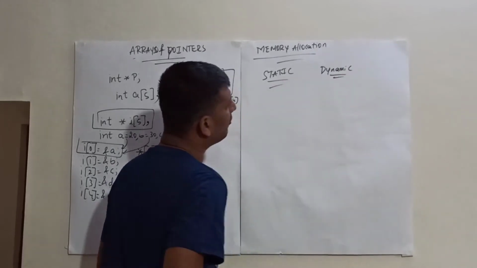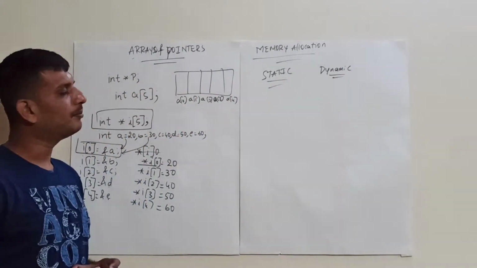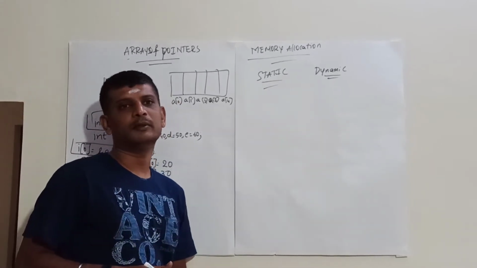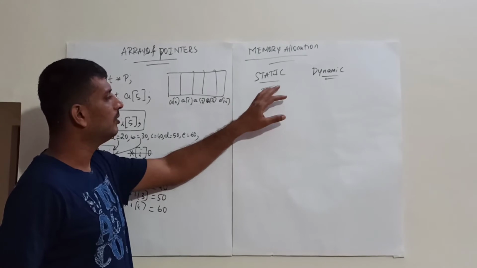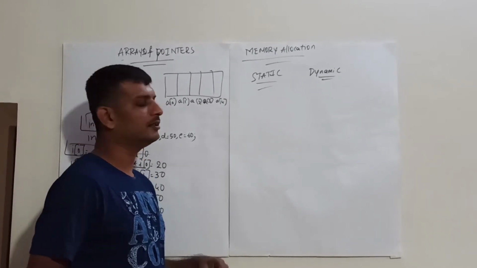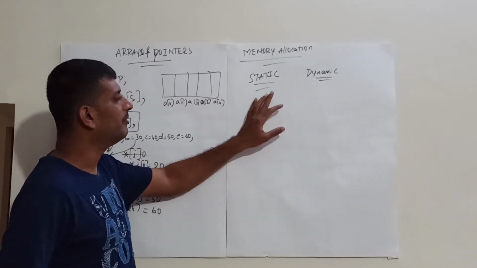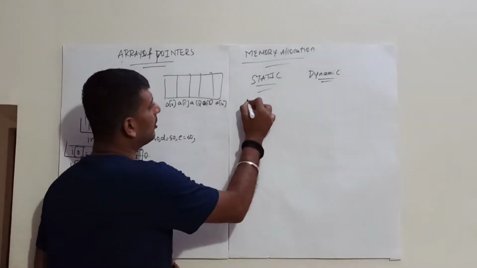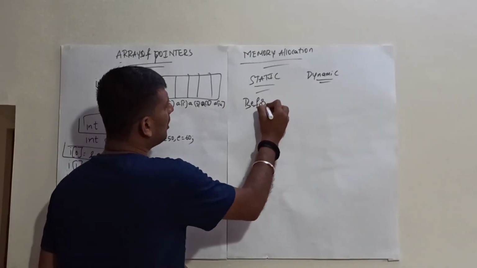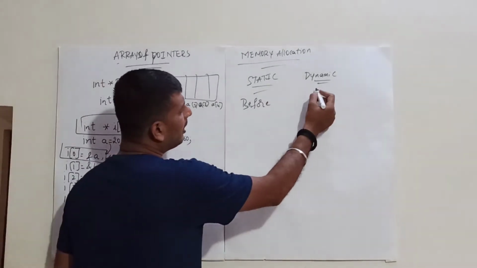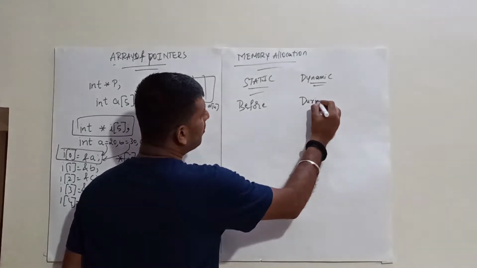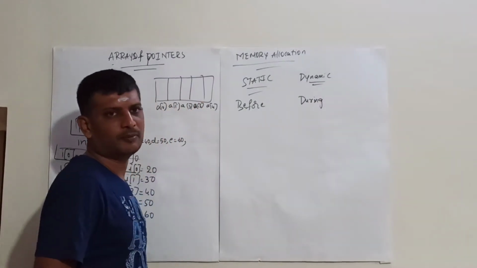The first kind of allocation is called the static memory allocation, and the second kind is called the dynamic memory allocation. In the static allocation, you are assigning the value before the execution of the program. Whereas in the dynamic case, you are assigning the memory during the execution of the program.